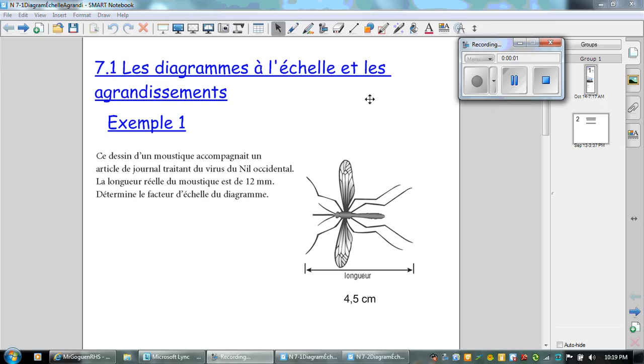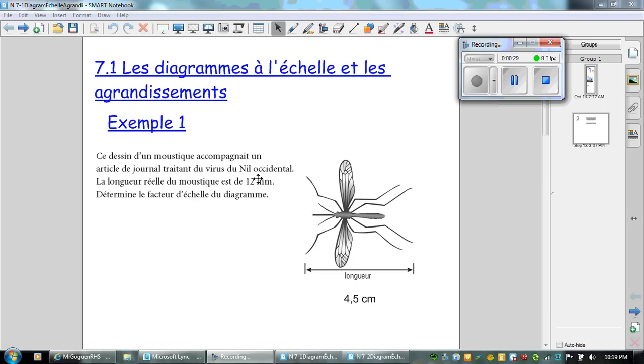Look at scale diagrams and enlargements. So here we have a picture of a mosquito. The actual size is 12 millimeters, and here we have a picture in a book that would be 4.5 centimeters. So we need to find what is the enlargement factor.